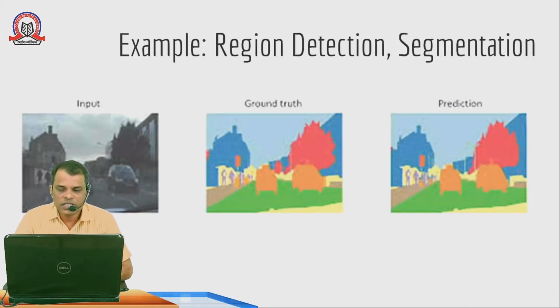Then region detection and segmentation. This is also an important part of image processing. If you see the input image, there are some cars and some buildings over there. In the second, see the prediction, which is the computerized prediction, and the middle image is the truth. So every part of that image is shown with a different color intensity. This is called segmentation or region detection.